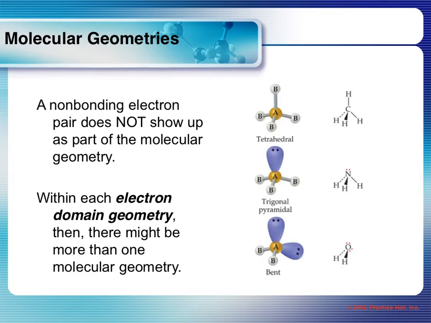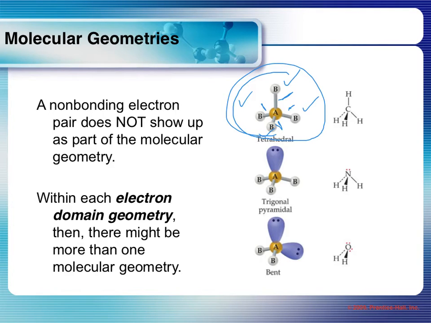Alright, so for each electron domain geometry that we go through, I will show you or describe the situation where all of the positions are occupied by atoms. So in this case, tetrahedral, all 4 of the electron domains are bonding atoms.